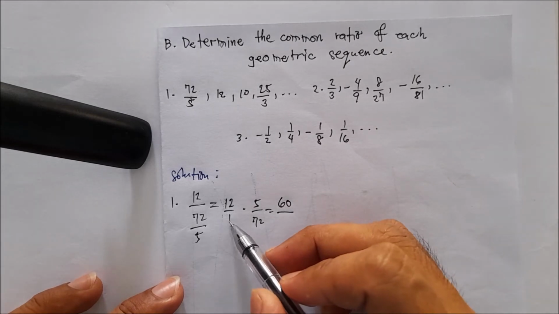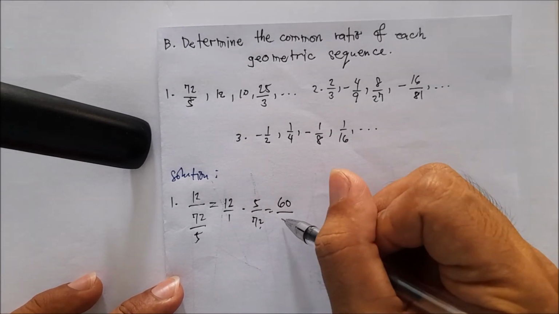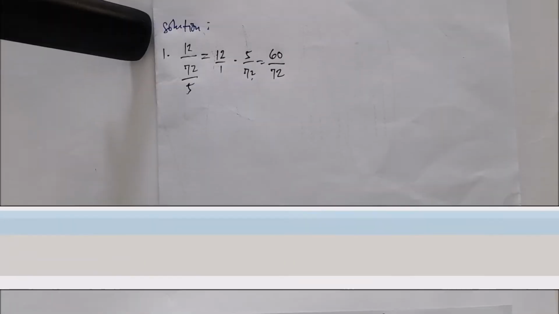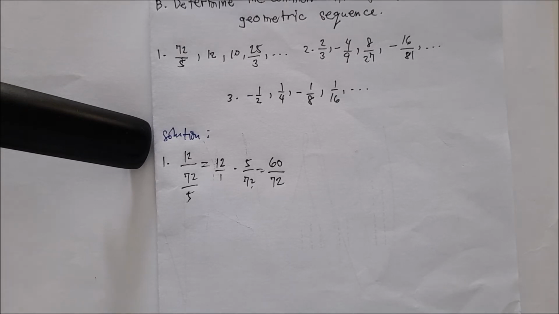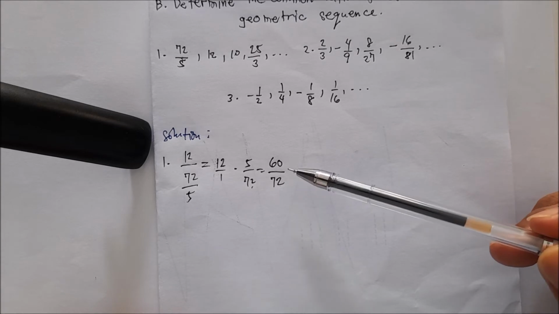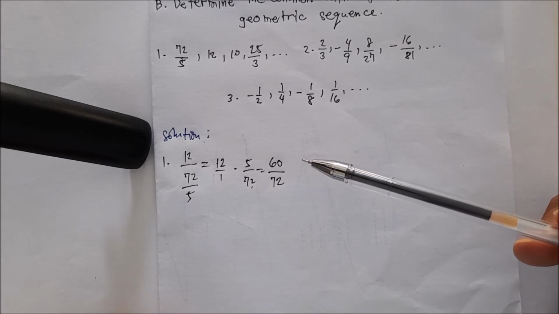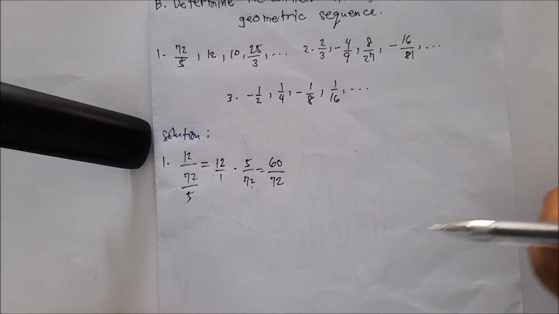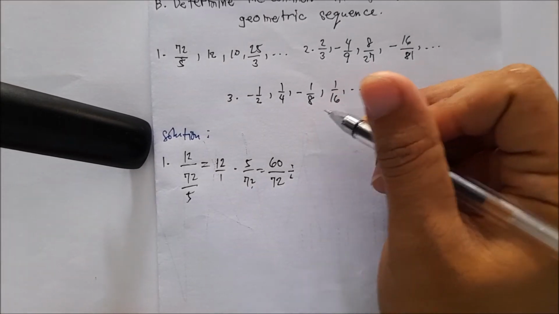And 1 times 72 equals 72. If it can be simplified, you can simplify. So the answer is 60 over 72. You can simplify or not? Yes, you can simplify by dividing both sides.